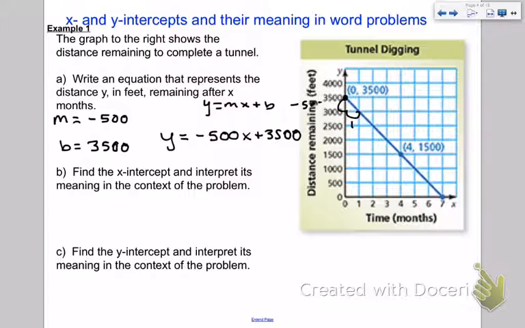Now I'm going to find the x-intercept and interpret its meaning. The x-intercept is where it touches the x-axis. I see that that point is at 7, 0. This is where knowing what your graph labels are really helps. 7 represents months, so after 7 months, the y value is 0. That means the distance remaining is 0, so the tunnel will be complete because there's no more digging to do.